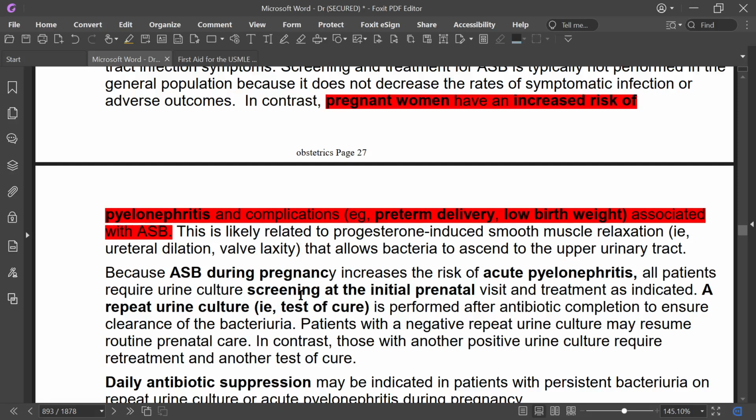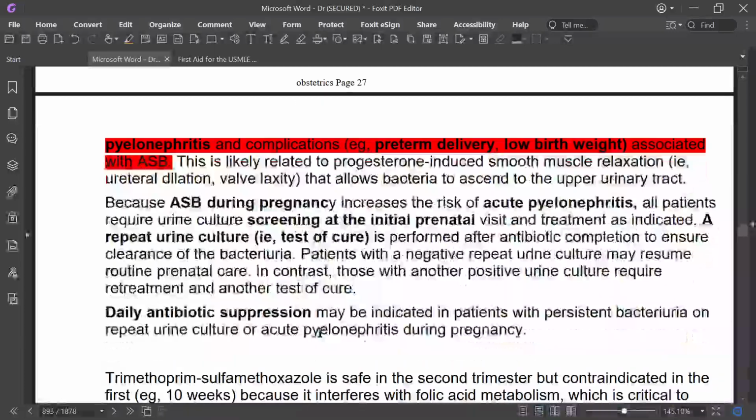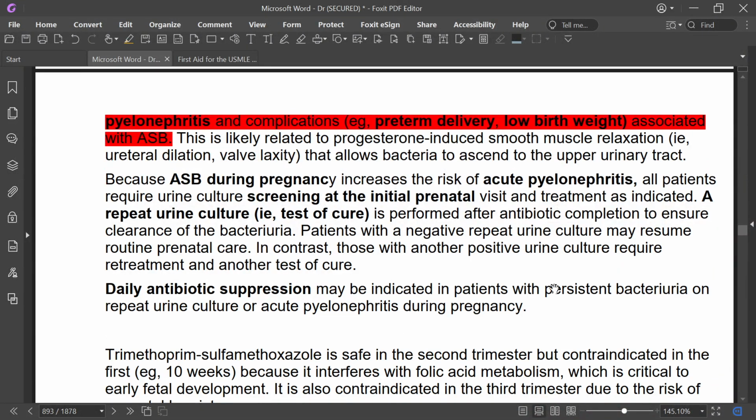All patients require urine culture screening at the initial visit and treatment as indicated. A repeat urine culture, a test of cure, is performed after antibiotic completion to ensure clearance of the bacteria. Patients with a negative repeat urine culture may resume routine prenatal care. In contrast, those with a positive urine culture require retreatment and another test of cure. Daily antibiotic suppression may be indicated in patients with persistent bacteriuria on repeat urine culture and or acute pyelonephritis during pregnancy.